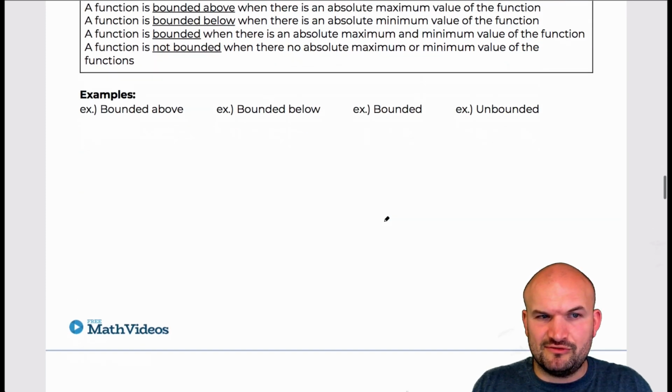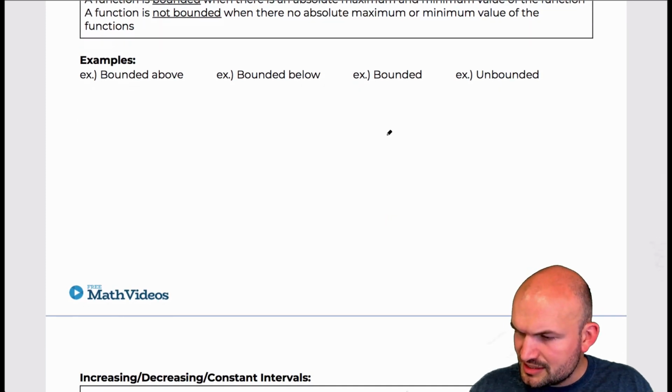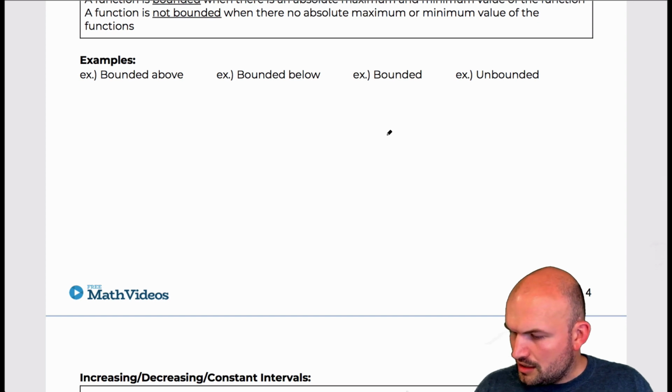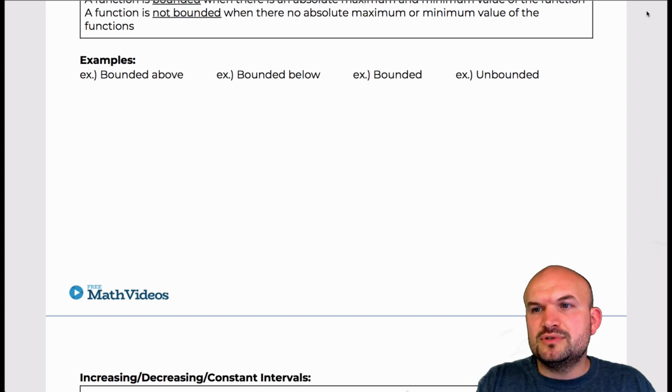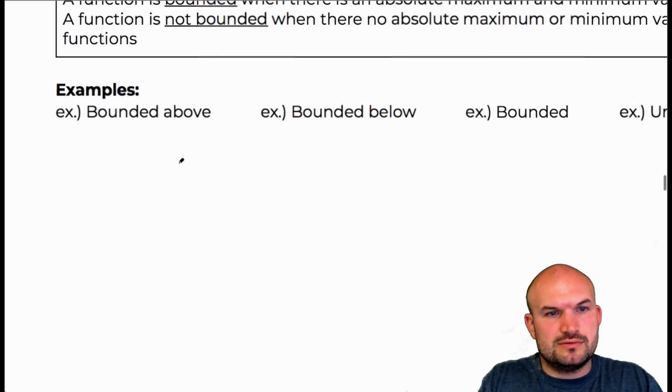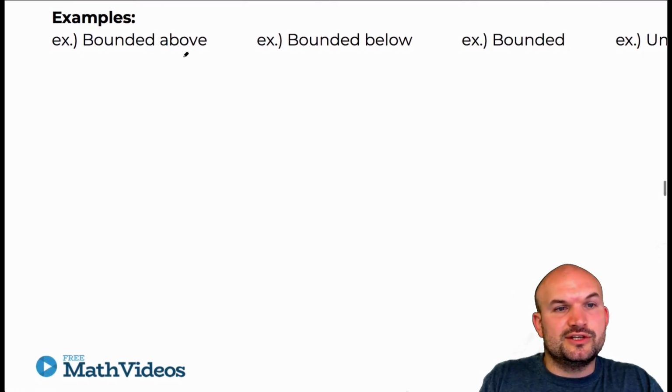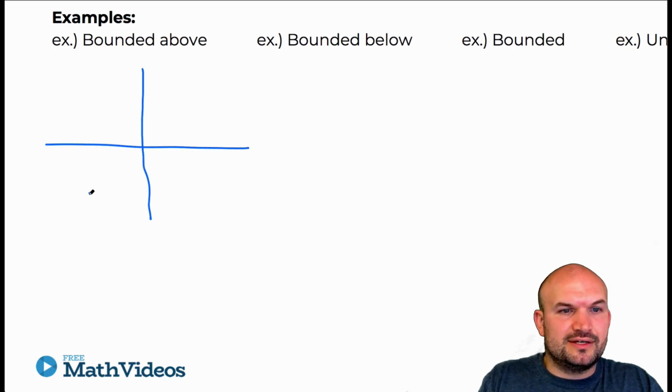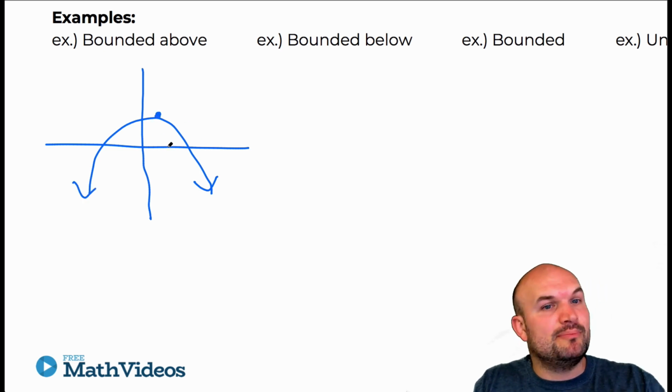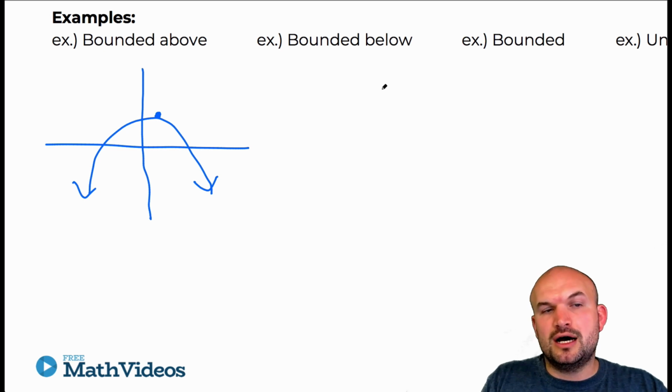But let's just look at some different examples here real quick, because I wrote some out that I wanted to do. Let's graph some more. Let's graph some fun ones. We could do another graph like a quadratic, right? So the quadratic looks like it has that maximum point here. It doesn't go above that point, so that would be bounded above.